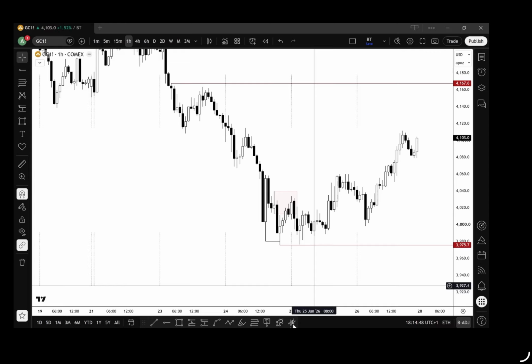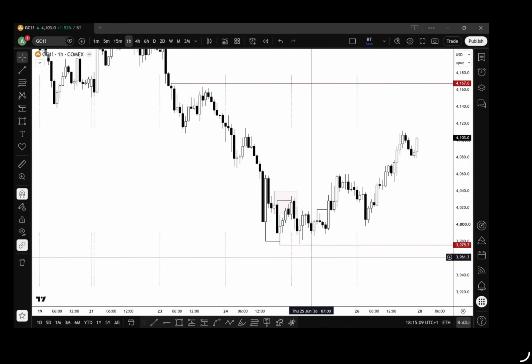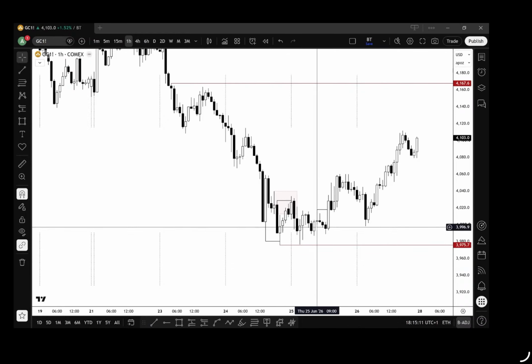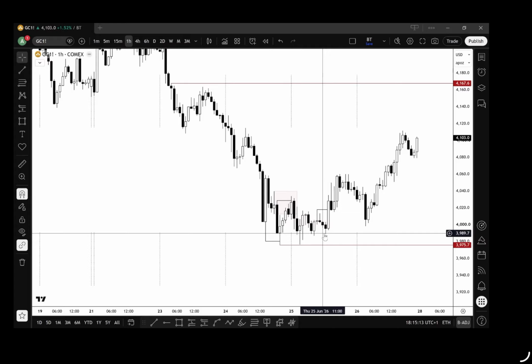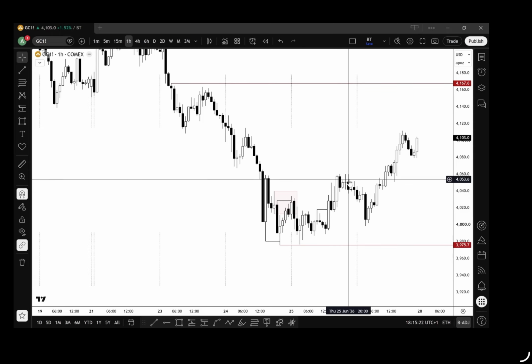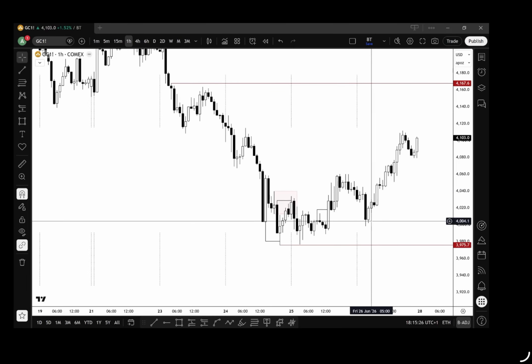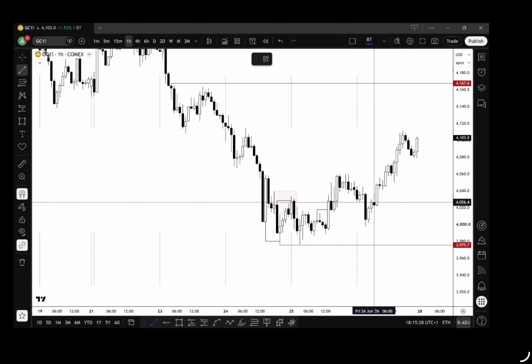Now this is your inducement high that gets run. And so there's nothing clear here to take a buy on Thursday for me personally. Now you can argue that we broke structure to the upside, we built liquidity on the way down, and then on Friday we took that liquidity.